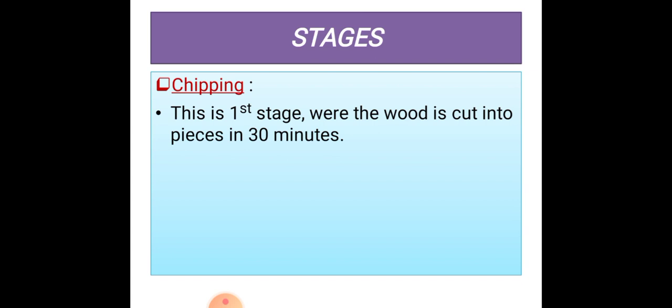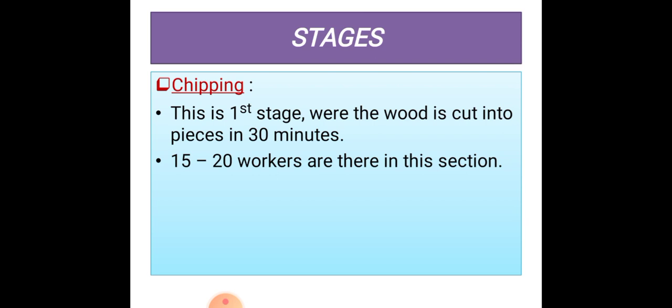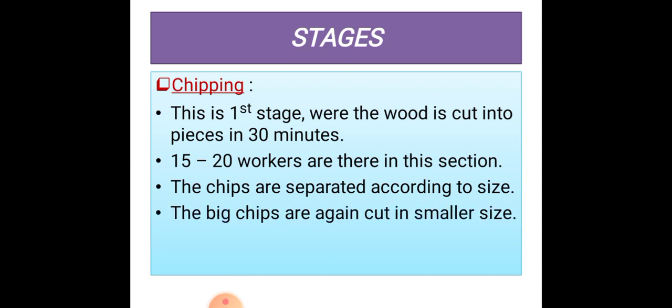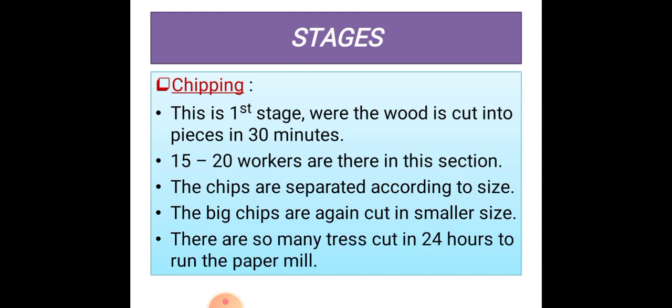Now let's see the stages as well. Chipping is the first stage where the wood is cut into pieces in 30 minutes, it seems. So in 30 minutes, wood is being cut. So that's how the machine is. They require 15 to 20 workers in that section. And then the chips are separated according to the size. If the chips are big, they are cut again into smaller size.